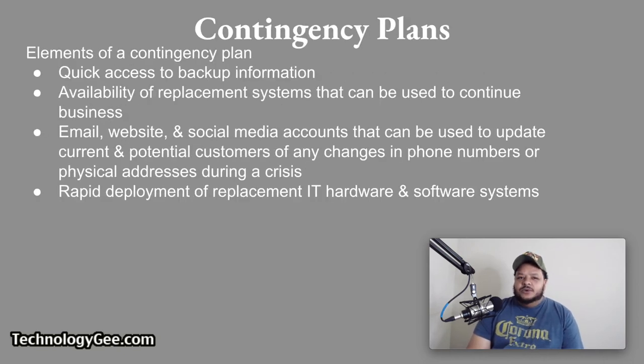Contingency plan. Some elements of a contingency plan, in order to keep IT running in the event of any type of interruption, should include the following: quick access to backup information, availability of replacement systems that can be used to continue business, email, website, and social media accounts that could be used to update current and potential customers of any changes in phone numbers or physical addresses during a crisis, and rapid deployment of replacement IT hardware and software systems.